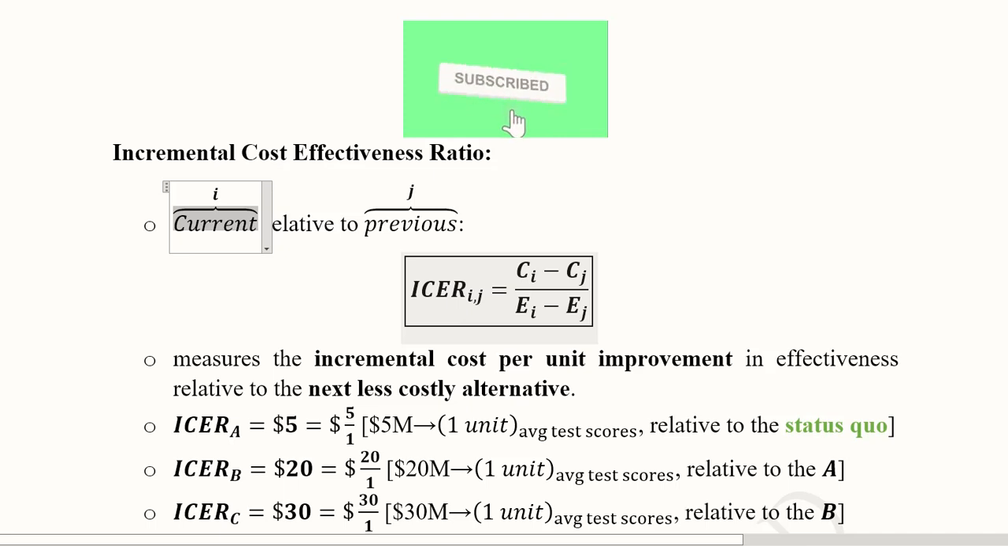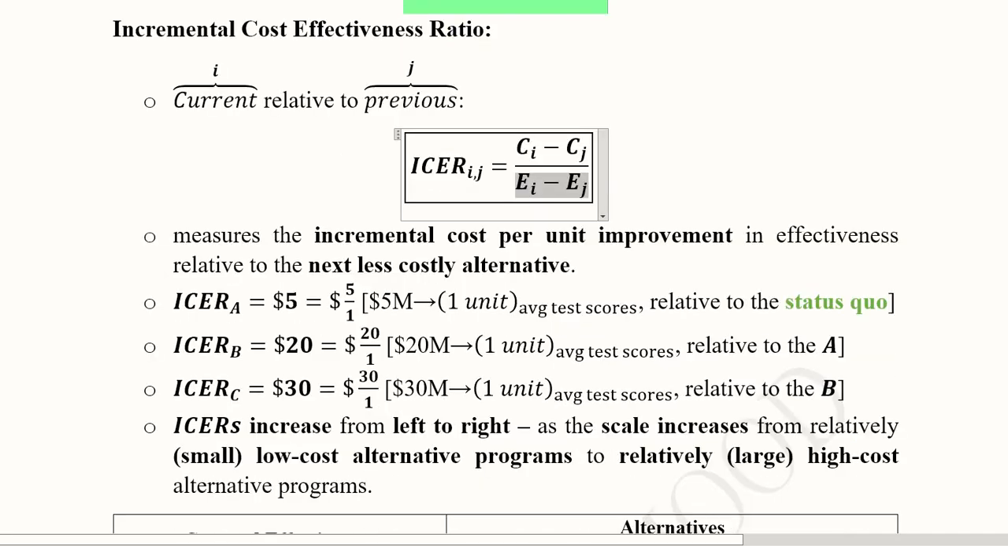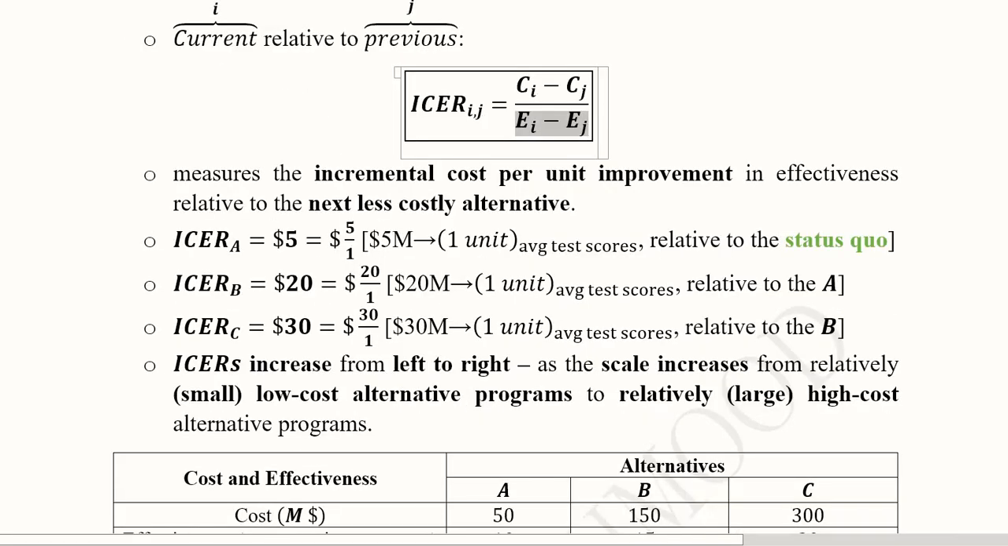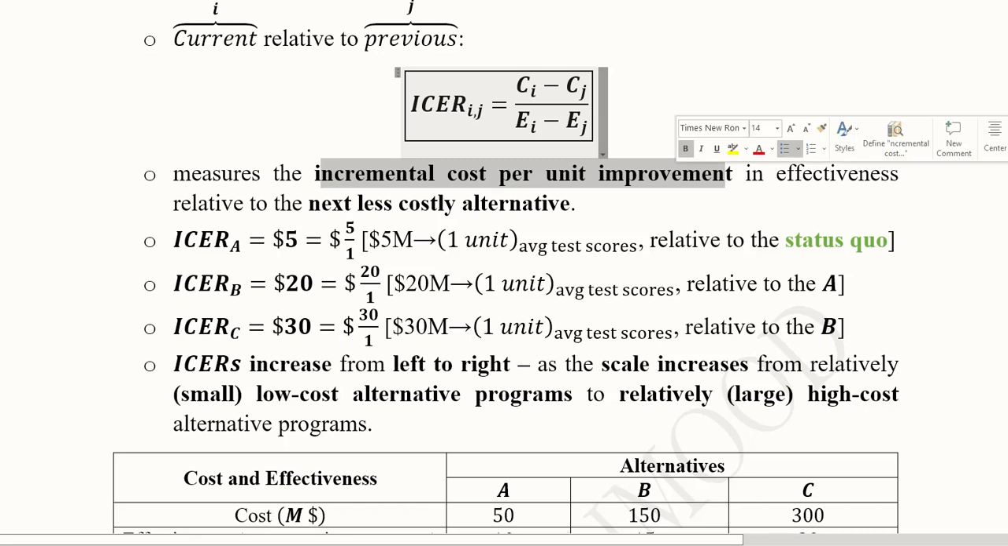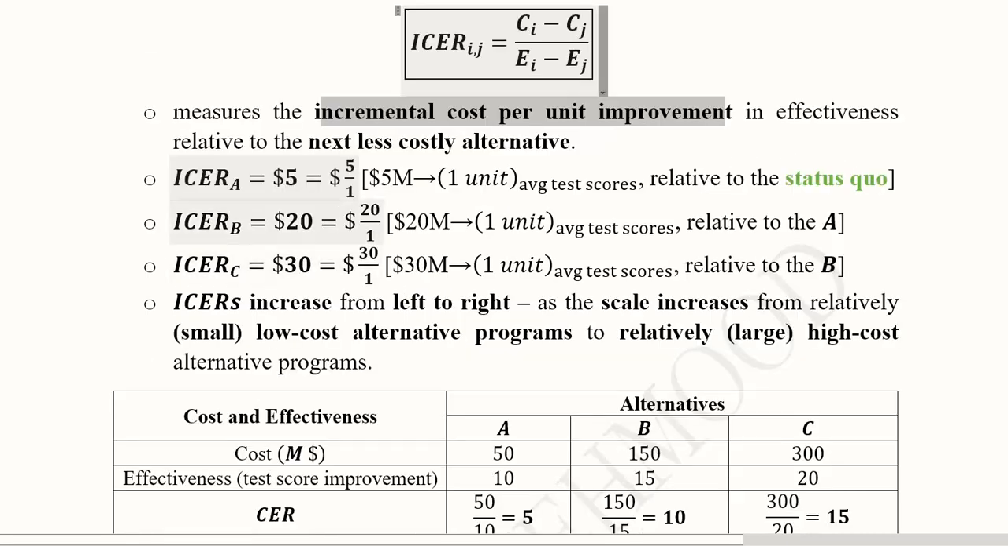So if I want to calculate the incremental cost effectiveness ratio, this will be the formula. It is between i and j, that is, the current and the previous alternatives. The differential of the costs of the current and previous alternatives, and the change in the effectiveness between the current and the previous alternatives. So the incremental cost per unit of improvement in effectiveness can be found by using this formula. This is ICER A, ICER B, and ICER C.